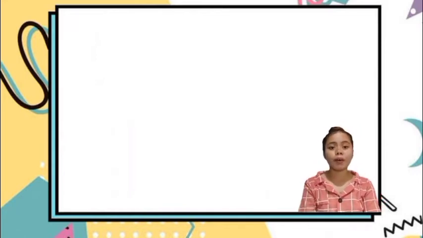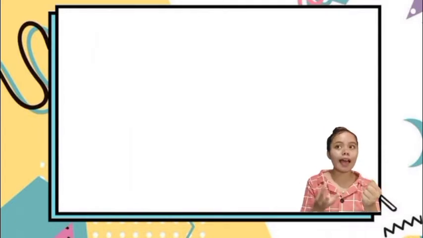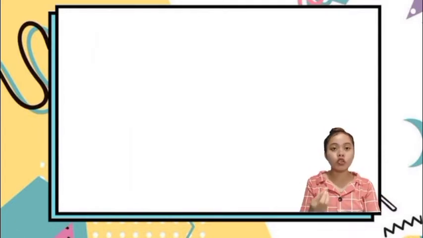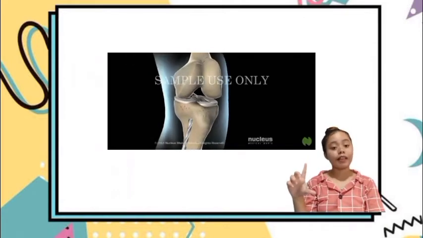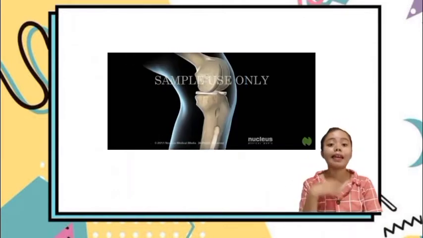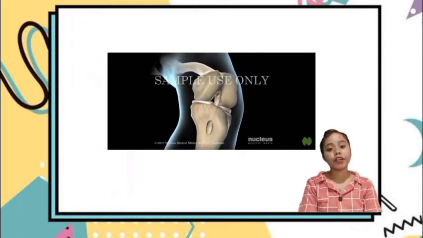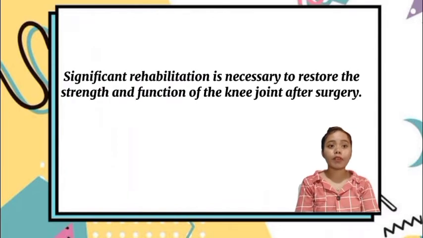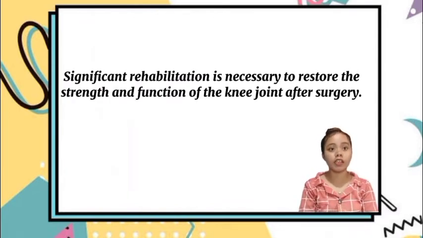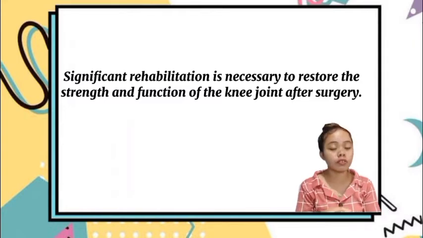So, ano ang gagawin pag naputol po ang ating ACL? As what I have watched in YouTube, kuha po siya ng maliit na parte sa ating patellar tendon para gawing pamalit sa ACL. And the operation will last 1 to 2 hours. Significant rehabilitation is necessary to restore the strength and function of the knee joint after surgery.